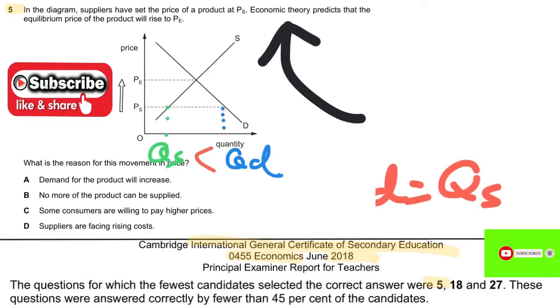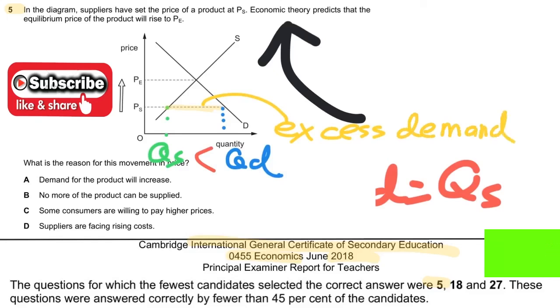So what will happen? That means the consumers are willing to buy at this point, but the producer would only like to supply at this point. So there is a situation called excess demand, or people may call it shortage. Now, what will happen in a shortage?